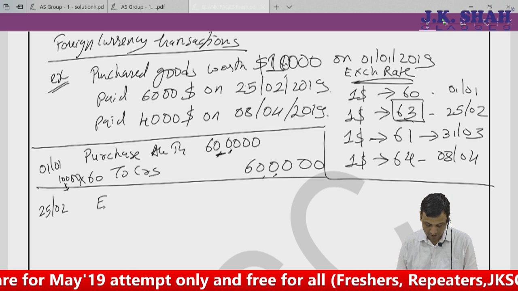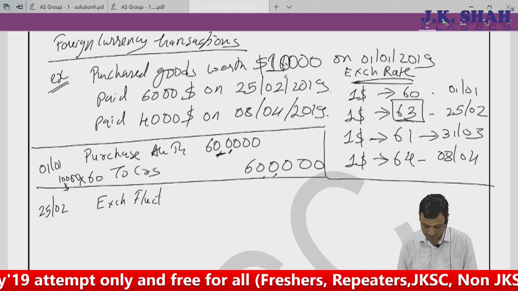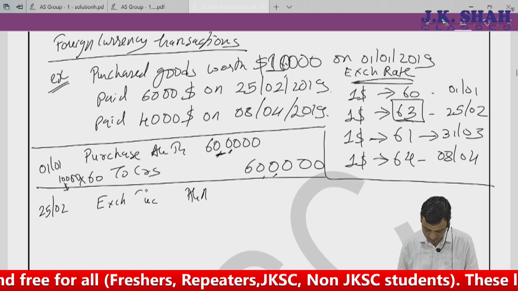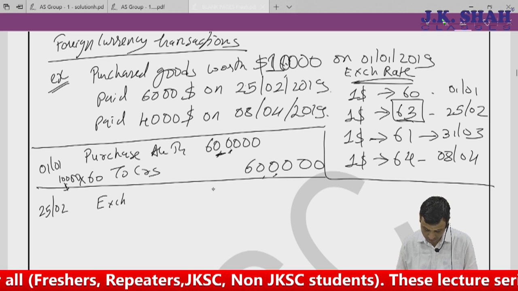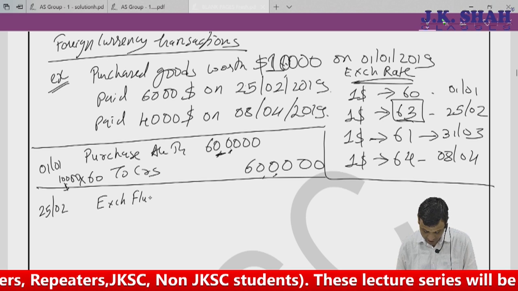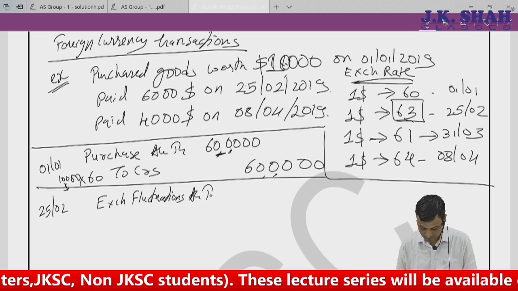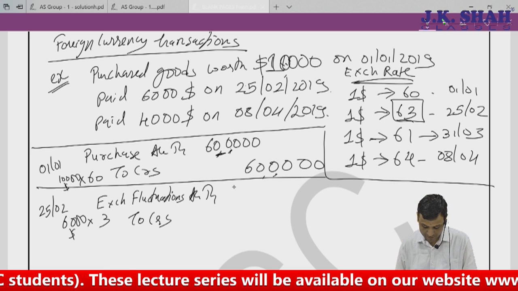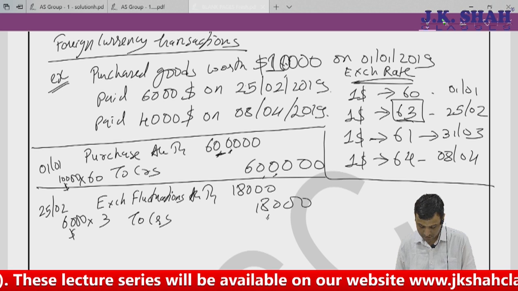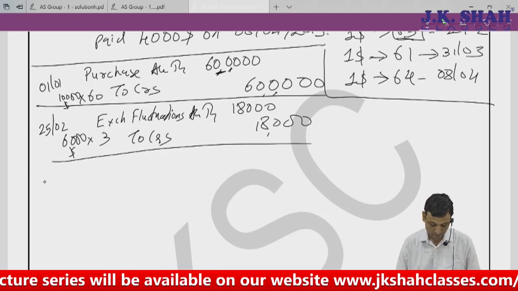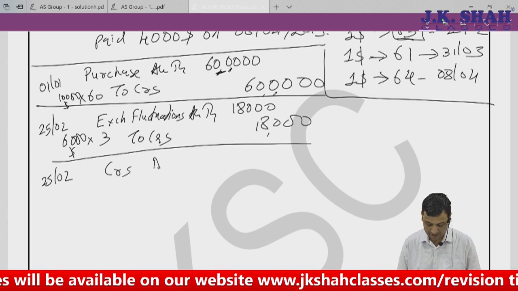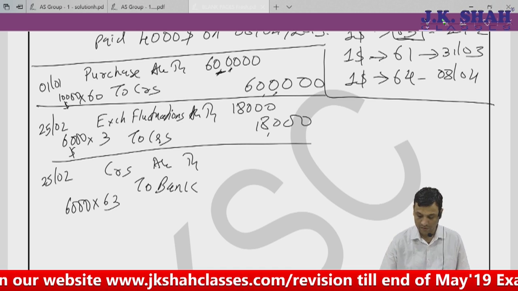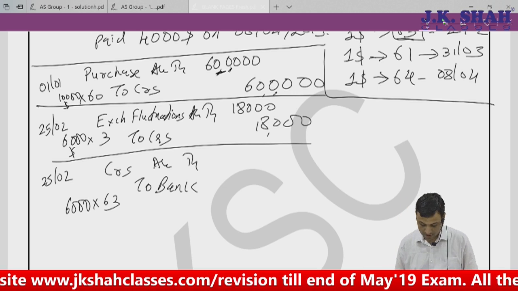So I'll say exchange fluctuations account debit to creditors. I'm paying only $6,000, and for each dollar I'm paying 3 rupees extra. That is nothing but 18,000. This is on 25th of February. On the same day, I have to make a payment, so my entry is creditors account debit to bank. That is $6,000 into 63, which gives me 3,78,000.